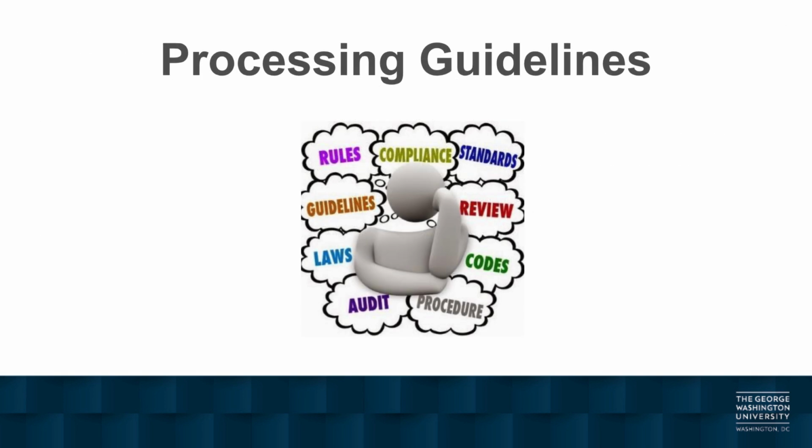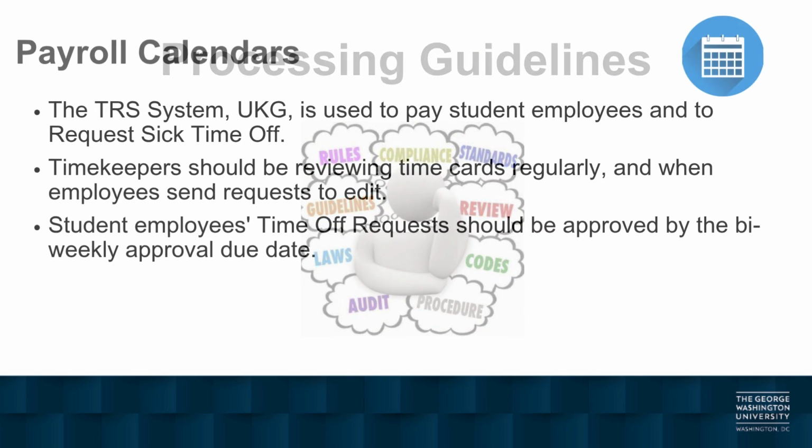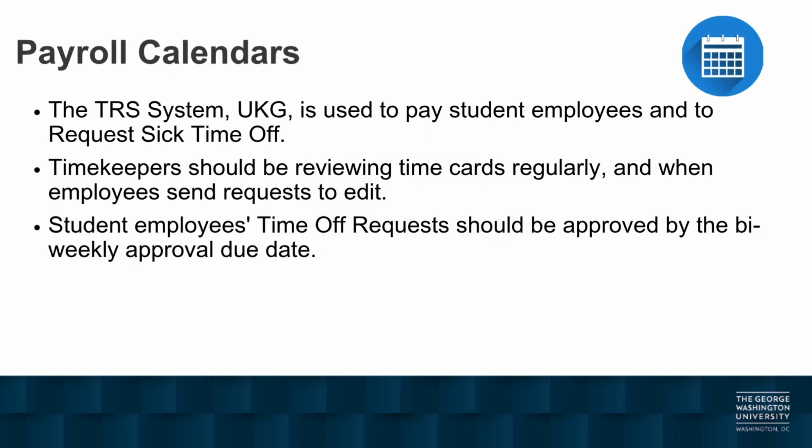Next, we'll talk about processing guidelines, and we'll begin with the payroll calendar. The TRS system, UKG, is used to pay student employees and to request sick time off. Timekeepers should be reviewing time cards regularly and when employees send requests to edit. Student employees' time off requests should be approved by the biweekly approval due date.